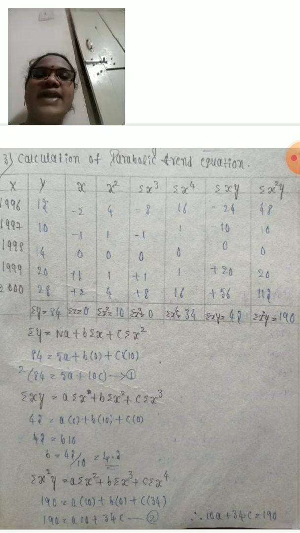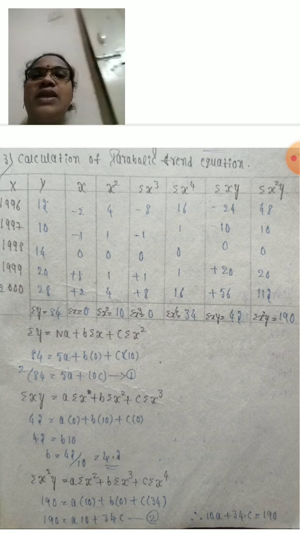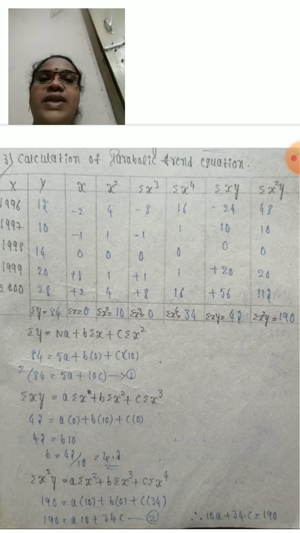Next, sigma x into y. 12 into minus 2 is minus 24, 10 into minus 1 is minus 10, 14 into 0 is 0, 20 into 1 is 20, 28 into 2 is 56. The total of sigma xy is 42.